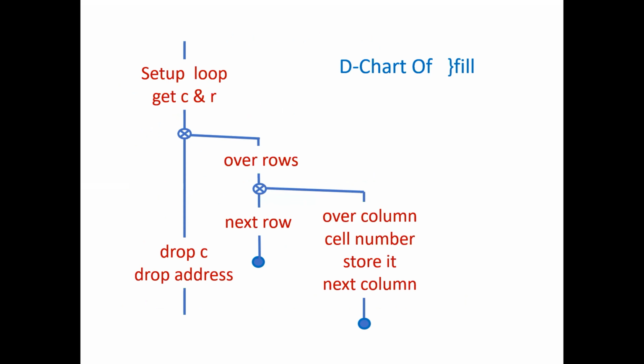The chart shows how we set up the loop over the rows and over the columns. We get the cell number, we store it, next column, next row. We carry the column value through this whole calculation. We drop it, and we drop the matrix address, and there are no values left on the floating point stack.